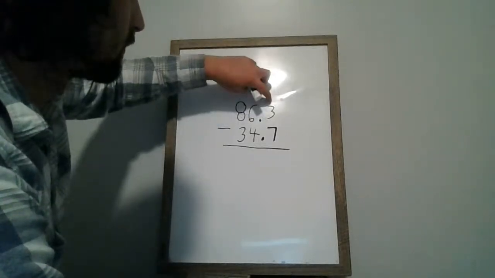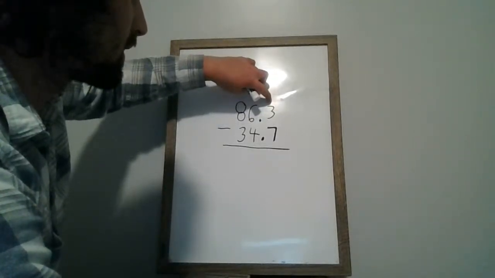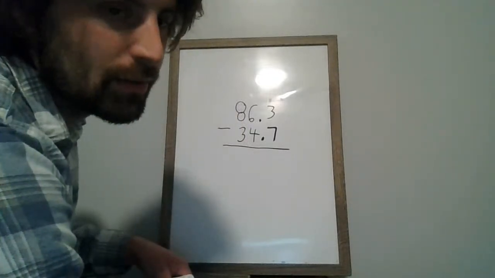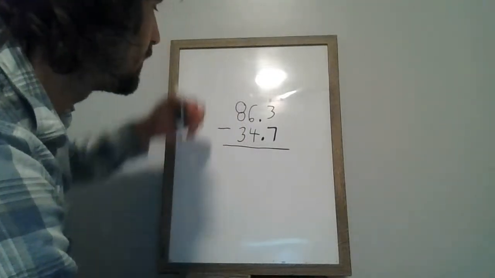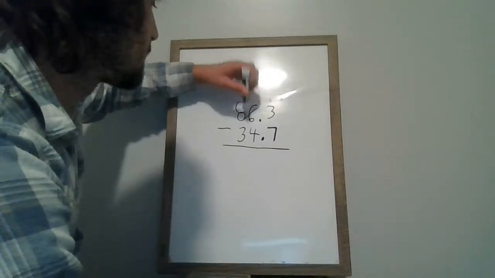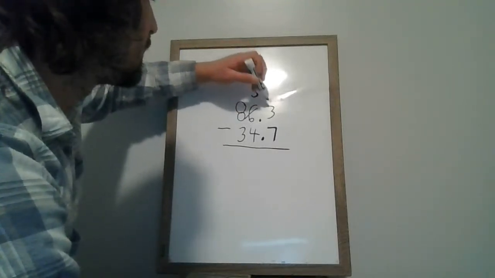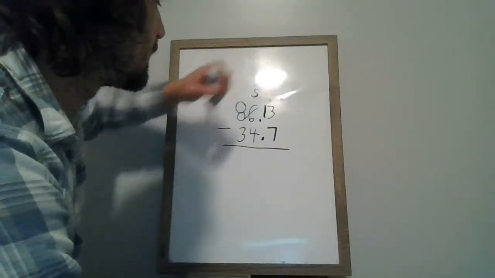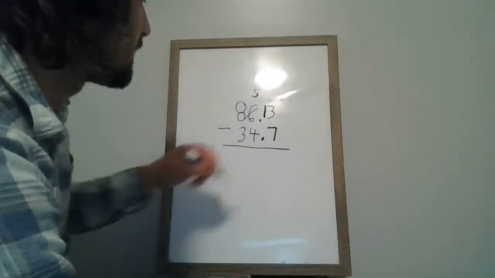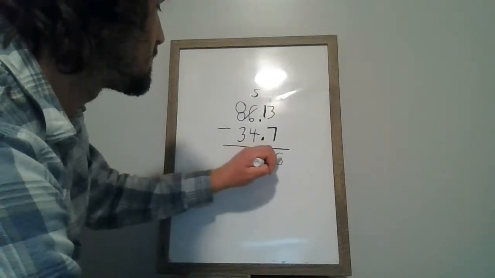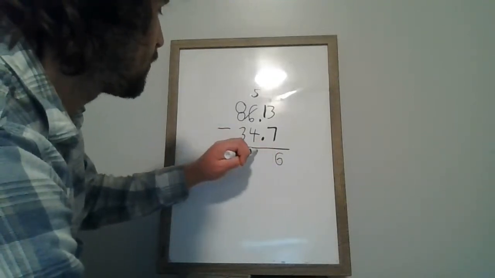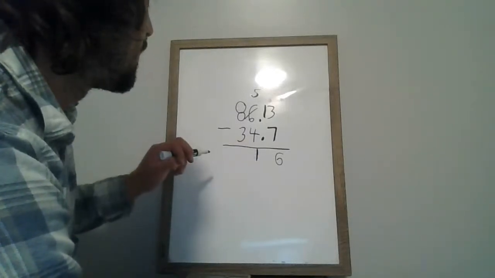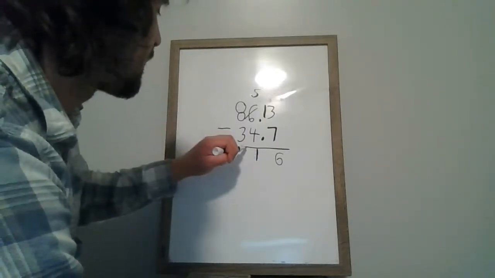So 86 and 3/10 minus 34 and 7/10. I'm going to subtract from the tenths place first. 3 minus 7. Now you cannot take away 7 if you only have 3, so you do need to regroup. So the 6 is going to become a 5. The 3 is going to become a 13. 13 minus 7 equals 6. 5 minus 4 equals 1. 8 minus 3 equals 5.